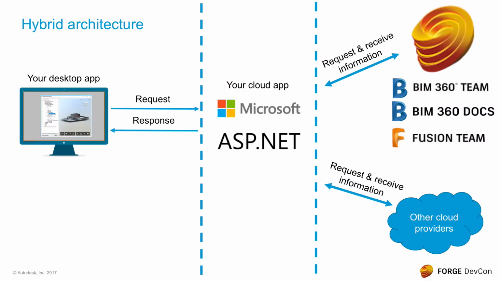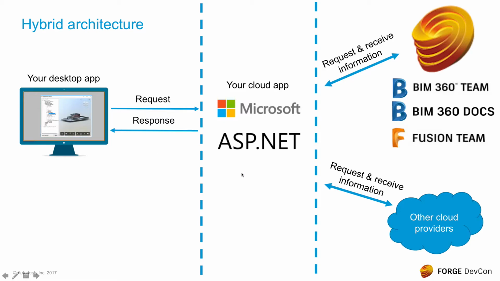So the hybrid architecture that we are going to explore in this class is about having a desktop application that will make requests to a cloud module. So that cloud module or cloud app is where you keep the sensitive information. That cloud module will then connect to Forge or connect to any other cloud providers, get the information we want, and then send that information back to the desktop. So that way, the information is flowing from the desktop to your cloud, and then to Forge and or other providers, and then back to your cloud module, and then to your desktop.